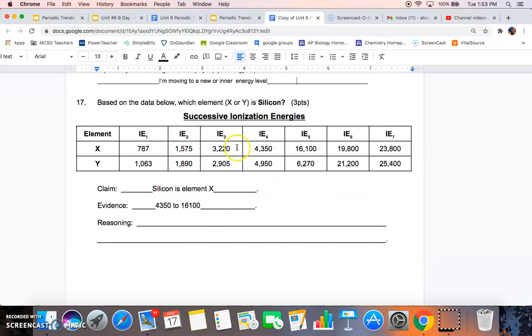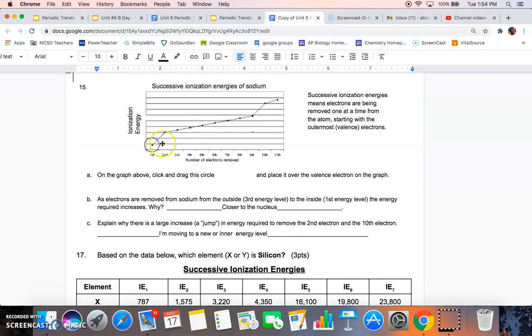In these last 2 questions, I have part of the answer for 17 in here, but I will go over 18. I think we did this one as a group. So based on the data below, which element, X or Y, is silicon? All right, so here's what I know. I know that valence electrons take a small amount of energy, and then I have this big jump. So that's what I'm going to look for right here.